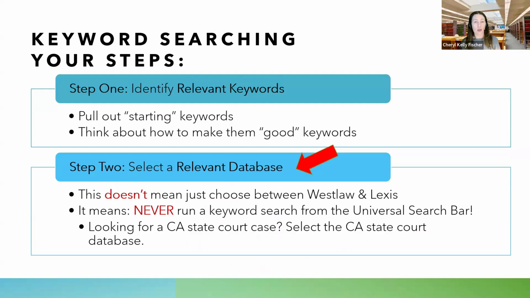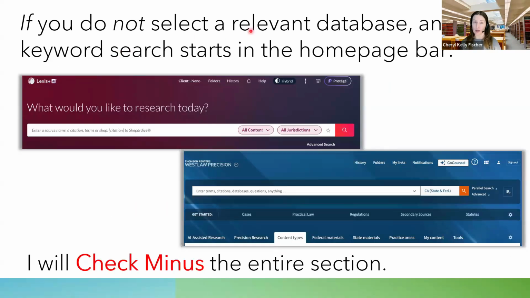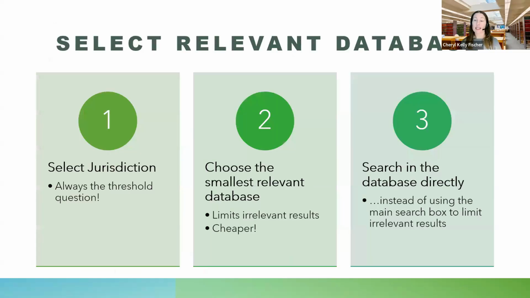All right, what that's going to do is open up a new set of search possibilities that just the universal search bar won't have for you. So if you do not search a relevant database and your keyword starts in one of these homepage bar looking things, I will check minus your entire keyword search section. Instead of that, you're going to select a relevant database and it will make your search much more efficient. So take a look at your jurisdiction, use the smallest relevant database possible, and then search in that database directly instead of the universal search bar.